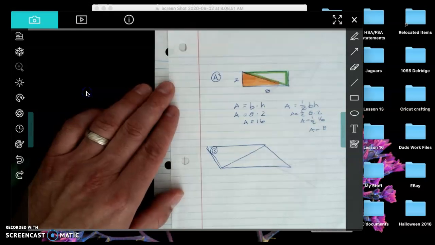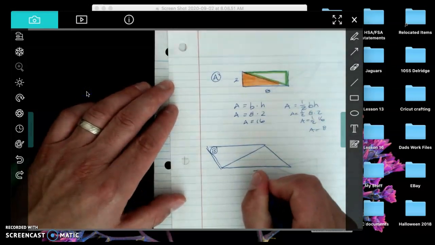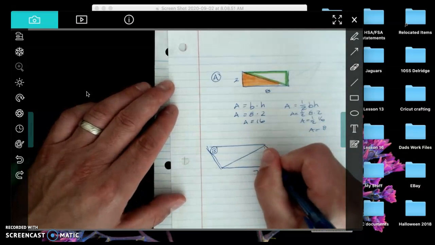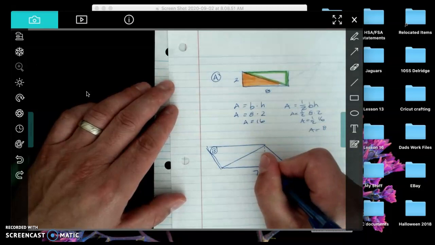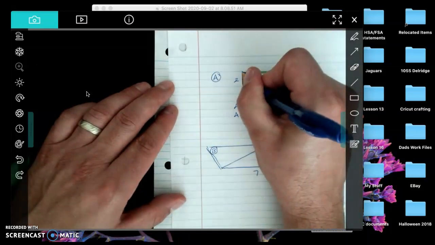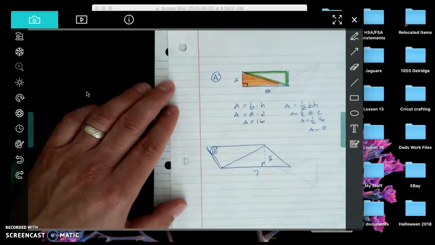So I go back to my problem. I'm putting my base in as 7. Remember the vertical height. The vertical height is 3. That's my 90-degree angle. Always has to be perpendicular. The height has to be perpendicular to the base.